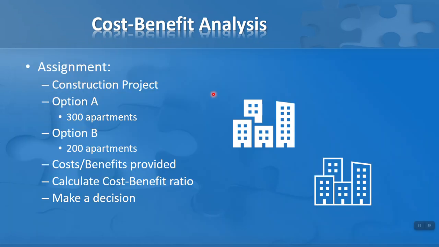So I'm going to get you to do an assignment on this project for this lesson, and it's a fictitious construction project. More details in the assignment section itself, but option A is going to be a project to build 300 apartments, and option B is a project to build 200 apartments. And I'm going to get you to decide which of these two projects should be selected based on a financial return. So I'm going to provide you with costs and benefits. So you will have some calculations to do, and then overall to calculate the cost-benefit ratio for each project, and then use this information to make a decision.